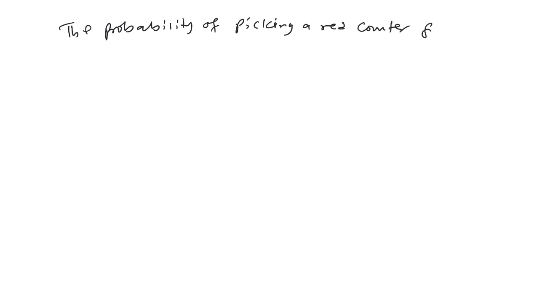So we can start. The probability of picking a red counter from the box is 9 out of 56 plus 8 out of 56, which is 17 over 56. And we are done. Okay, let's look at another example.